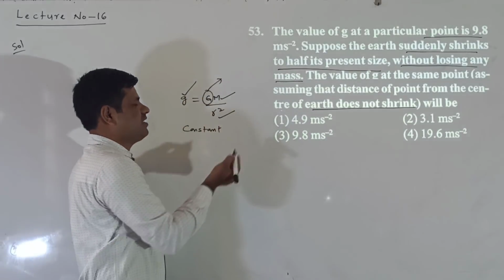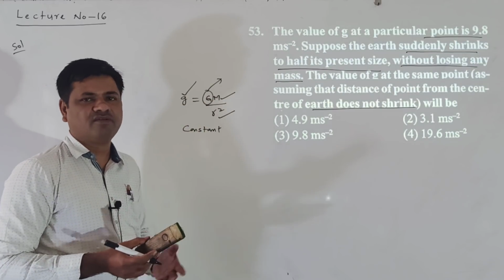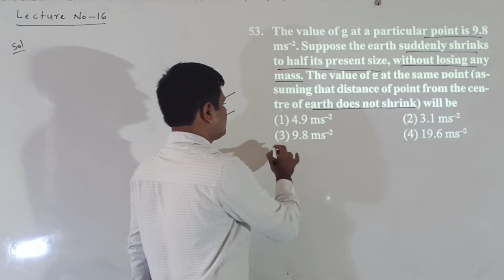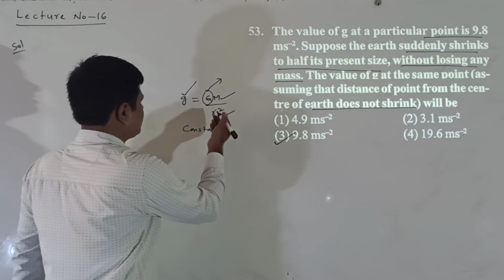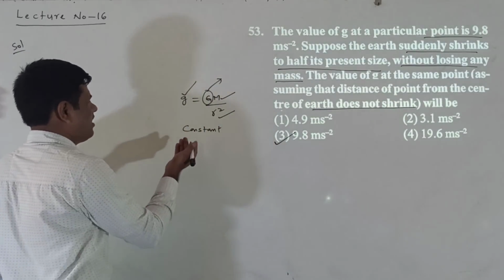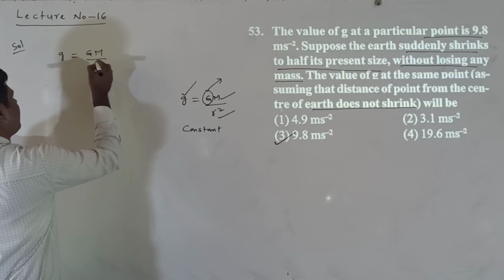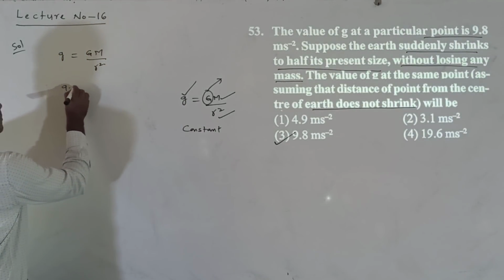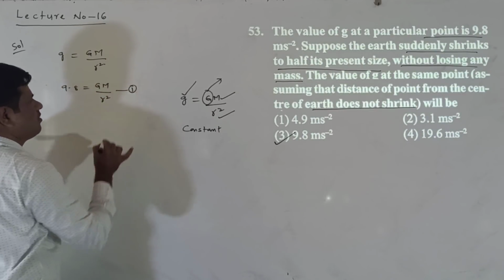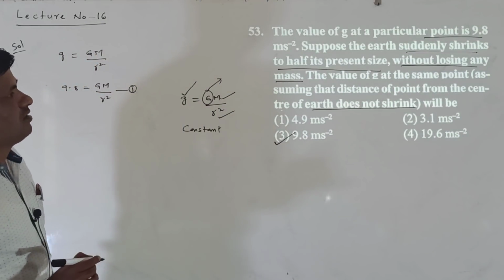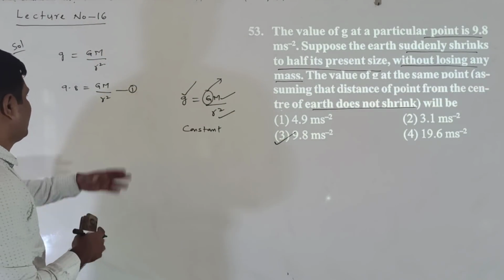When m and r square change, small g value changes. But m and r square do not change, means small g value cannot change. So which option is correct here? Third option is correct, because just the mass is the same, the distance is the same. You can also do it like this. g is equal to Gm by r square. First, it is given 9.8, g m by r square on the surface. On the surface, what is here? Here the value of g at a particular point, the distance I consider r, Gm by r square.